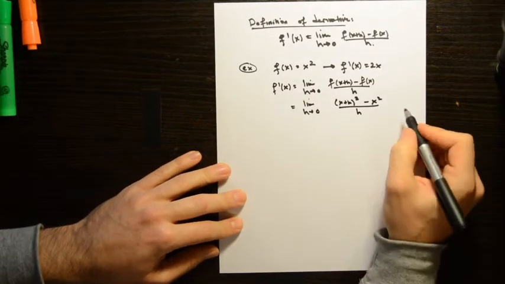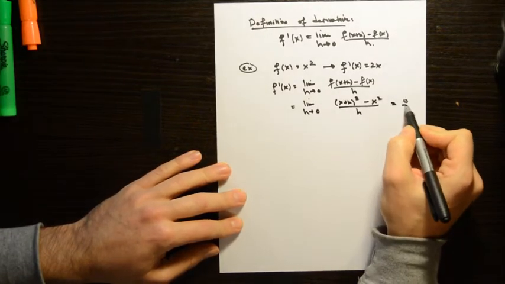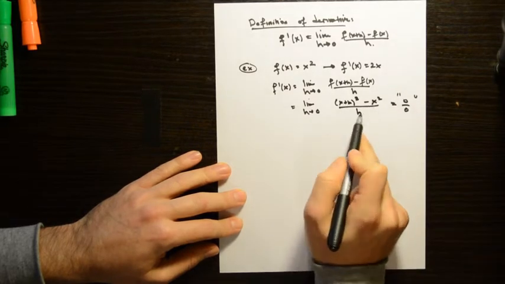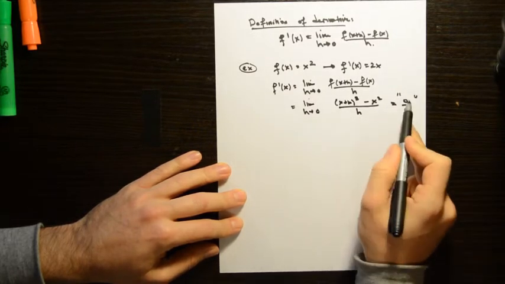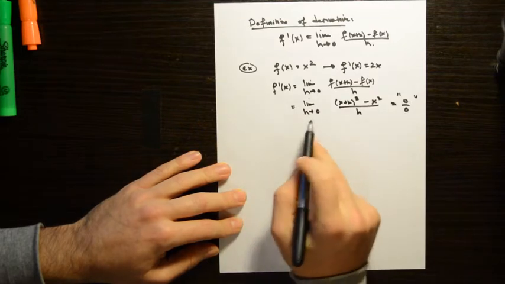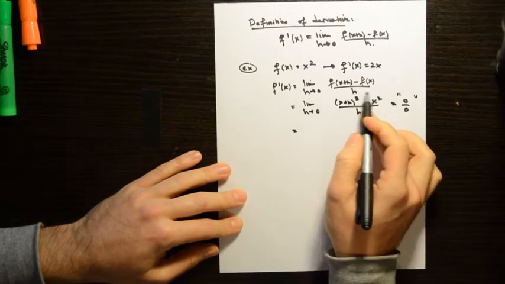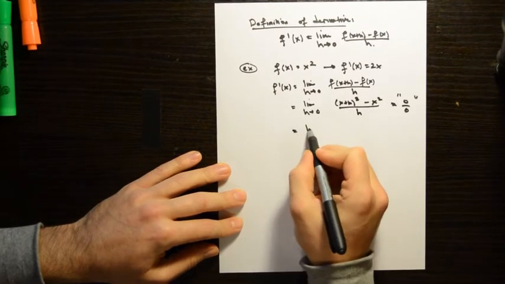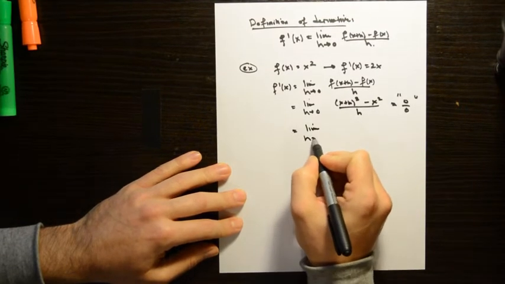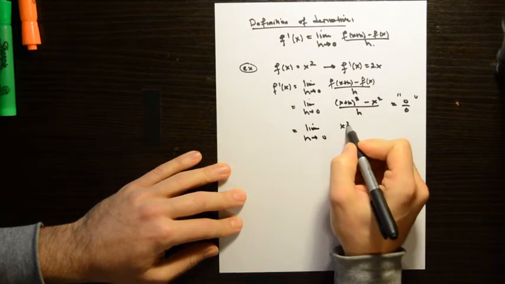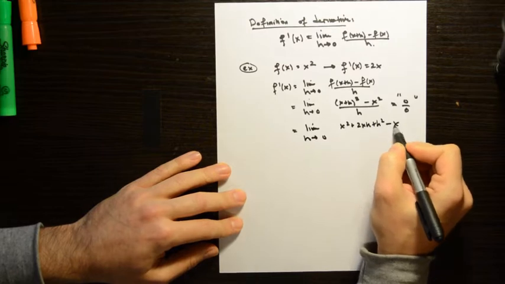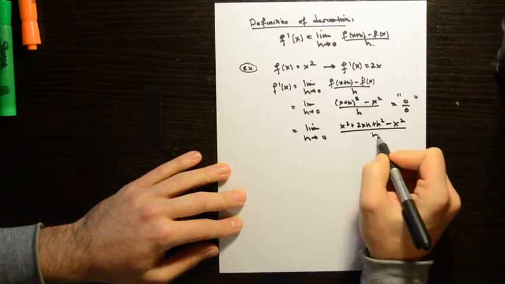Now notice at this stage that this limit is 0 over 0 when you plug in h equals 0. It's x squared minus x squared over h, and the limit as h goes to 0. That's 0 over 0. So typically the problem requires that you expand and simplify and cancel h over h in order to eliminate 0 over 0. So this will be x squared plus 2xh plus h squared minus x squared divided by h.